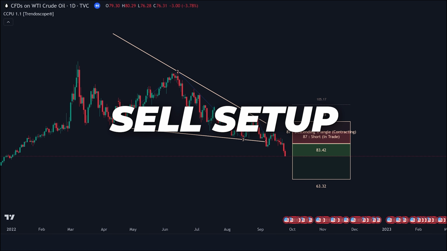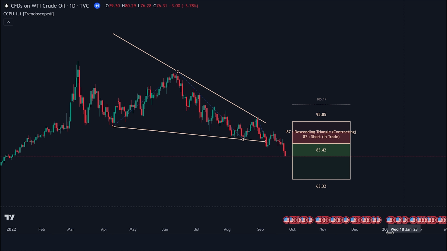Here is another sell trade setup. The chart shows a descending triangle pattern, and the great thing about this setup is that the indicator automatically identifies these patterns for you. This removes the guesswork from spotting potential trade opportunities.